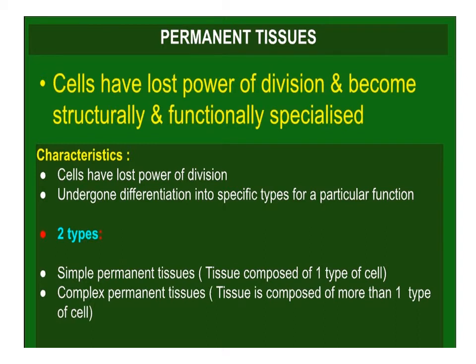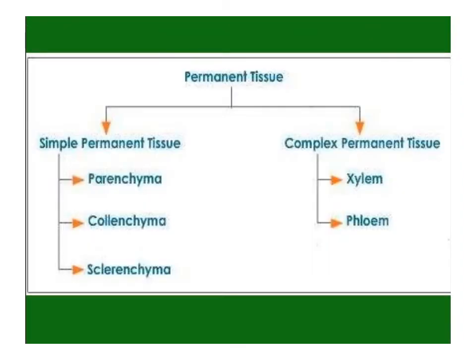There are two types of permanent tissues: simple permanent tissues, composed of one type of cell, and complex tissues, composed of more than one type of cell.